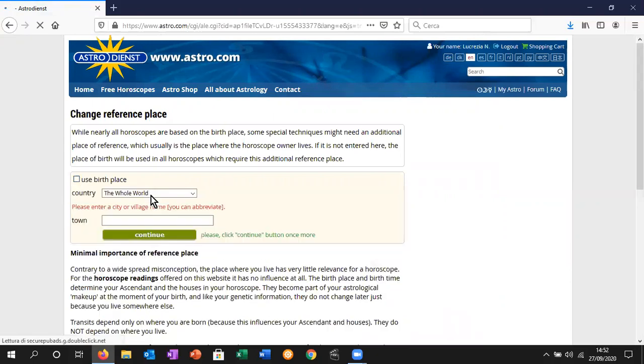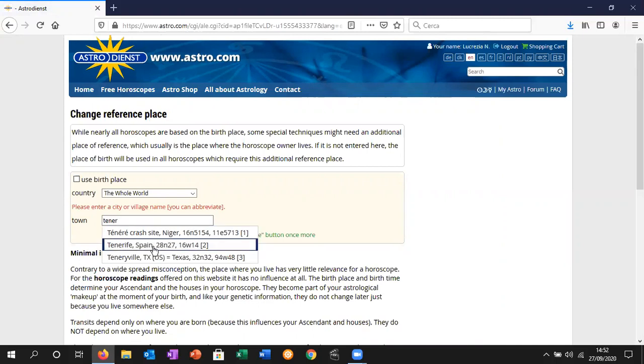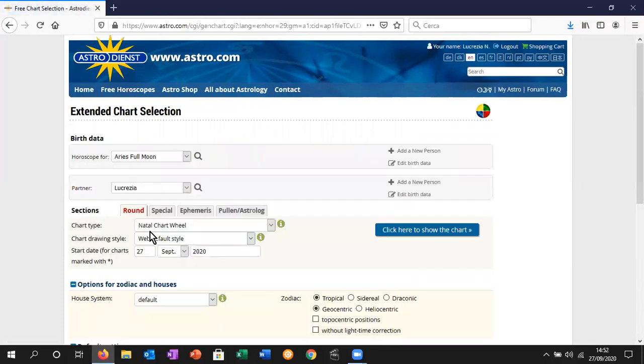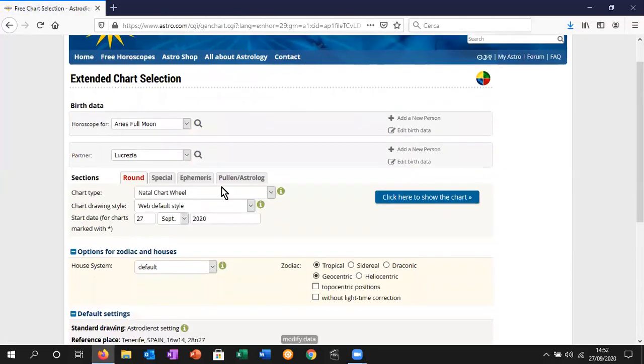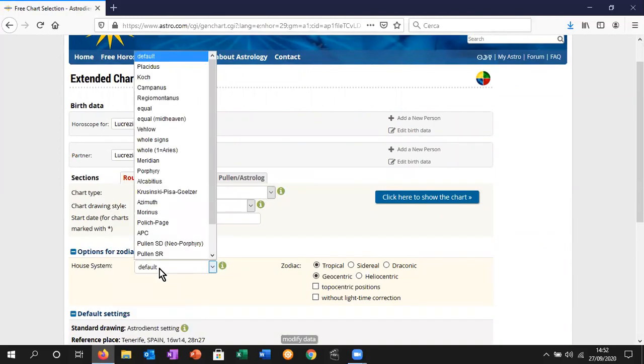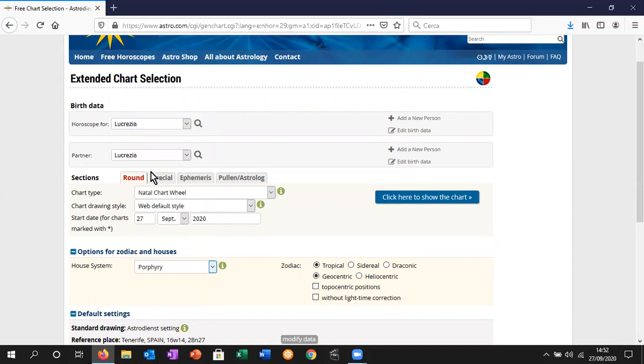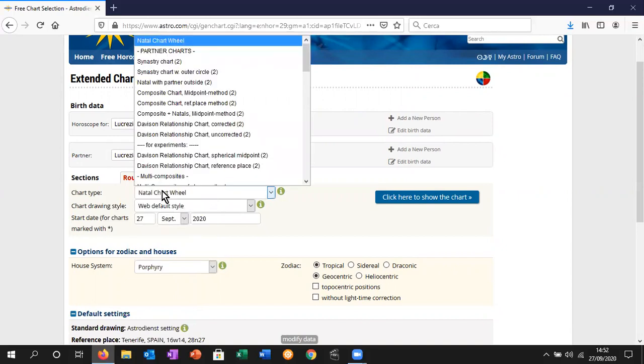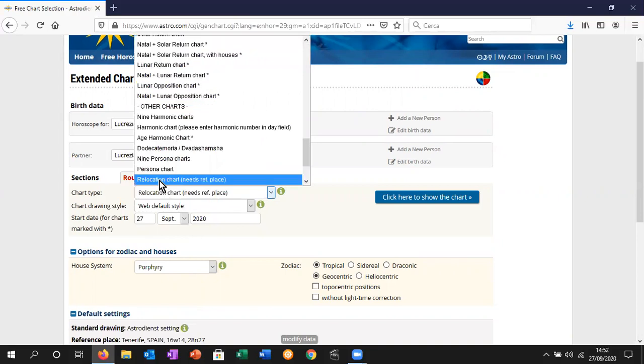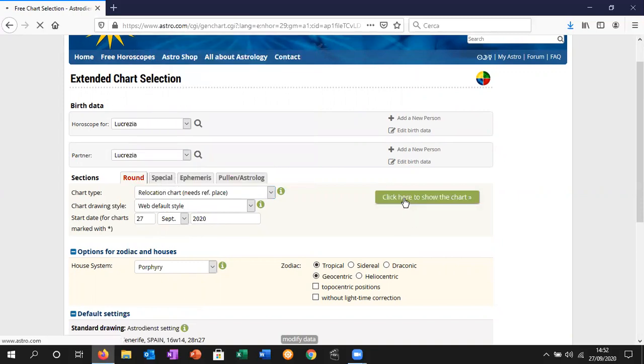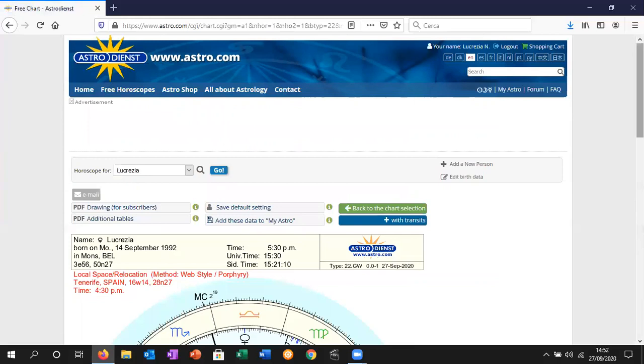Here you put the name of the place that you want to relocate your chart to. I will put the place I showed you in the first video, which is on my Neptune line, where I lived. Here again, you need to change your house system if you use another one; I use Porphyry. And on chart type, you need to change to relocation chart. This works only if you have changed the reference place. So let's see this chart.